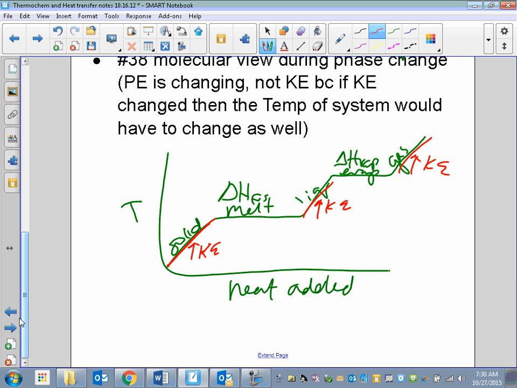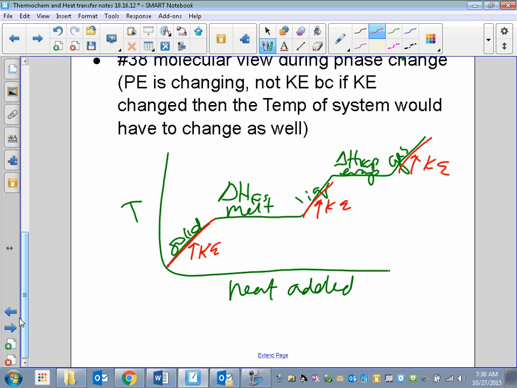But when you phase change from solid to liquid, what do you see is not changing? Kinetic energy. The temperature is not changing, therefore the kinetic energy is not changing. But what's happening to the molecules? Well, they've already sped up. They're getting farther apart from each other. So what's actually changing? They're moving from here to here.